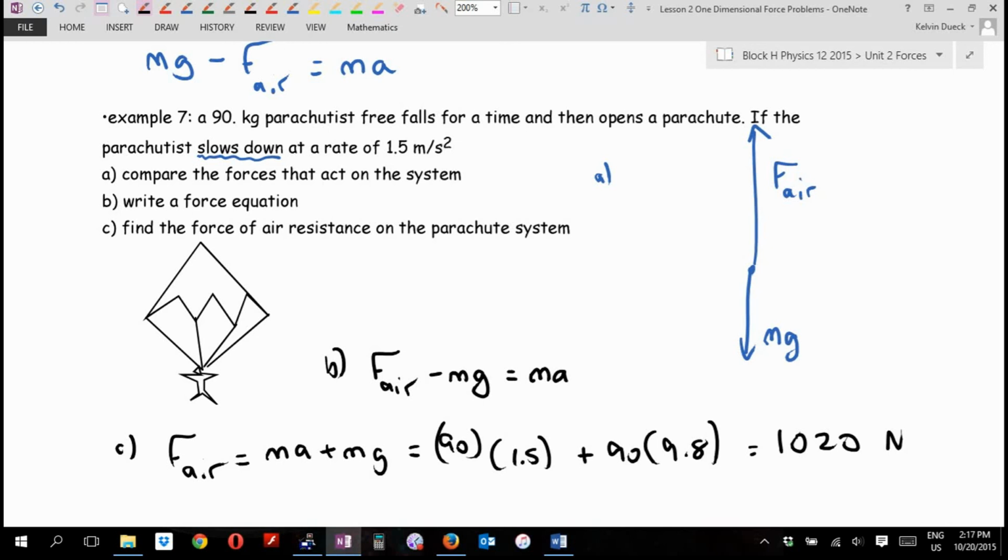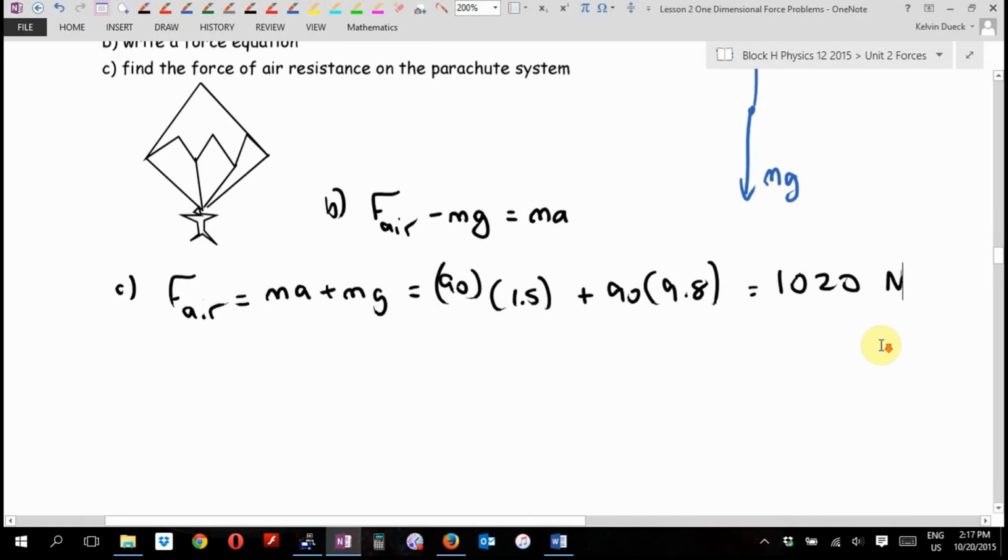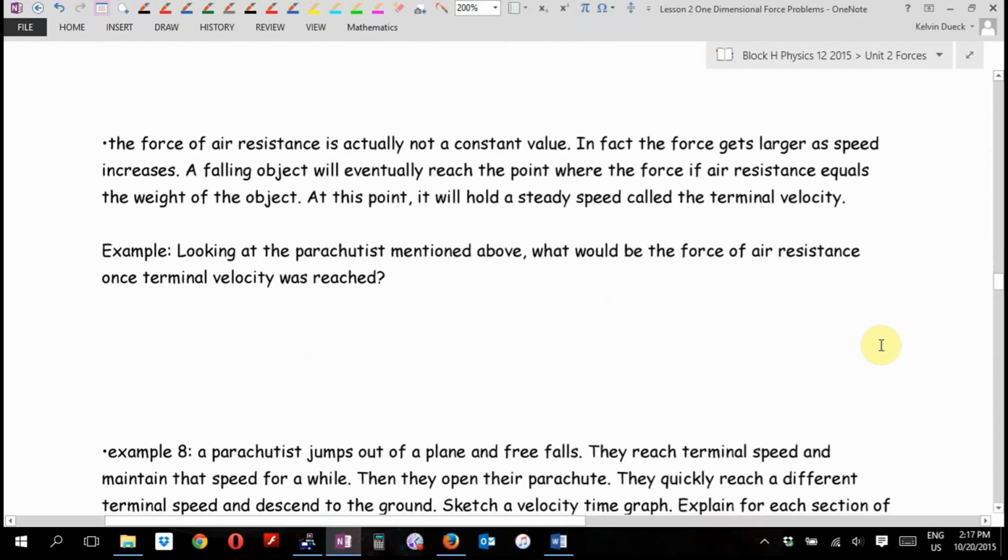It's why you hit terminal velocity. In fact, I think I have it in my notes a bit later. So a good preview of coming attractions. It says, the force of air resistance is actually not a constant value. It gets larger as speed increases. A falling object will eventually reach the point where the force of air resistance equals the weight, mg. And we call this steady speed terminal velocity.